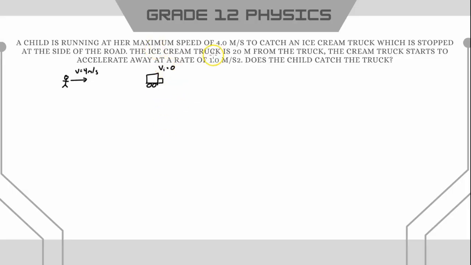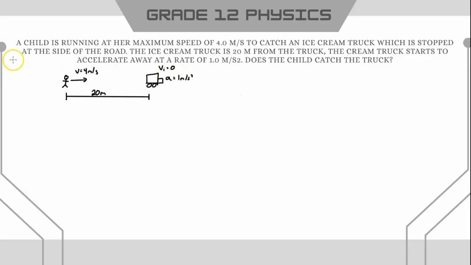Then the ice cream truck is 20 meters away. So this is 20 meters. And the ice cream truck starts to accelerate away. So when the child is 20 meters away, the ice cream truck starts to accelerate. So acceleration is 1 meter per second squared.